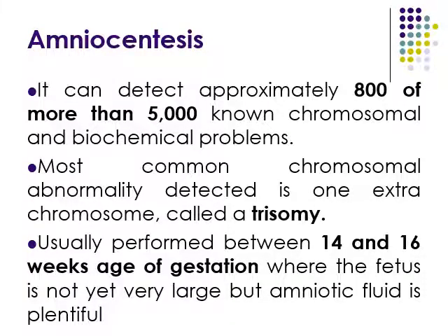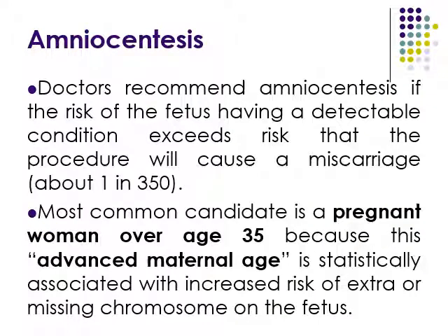So it can detect approximately 800 of more than 5,000 known chromosomal and biochemical problems. So the most common chromosomal abnormality detected is one extra chromosome called trisomy. So it is performed, remember this, at 14 to 16 weeks of gestation. So the most common candidate is a pregnant woman over age 35 because this is the advanced maternal age and there is an increased risk of extra or missing chromosome in the fetus.